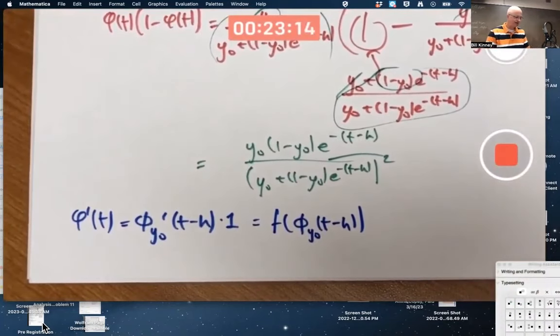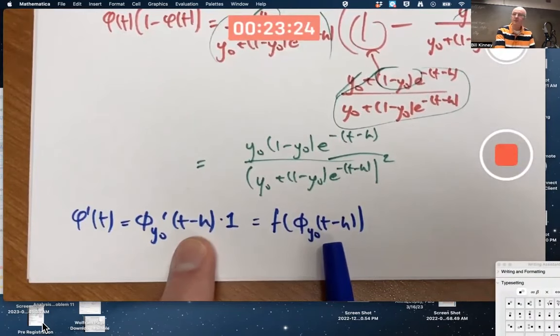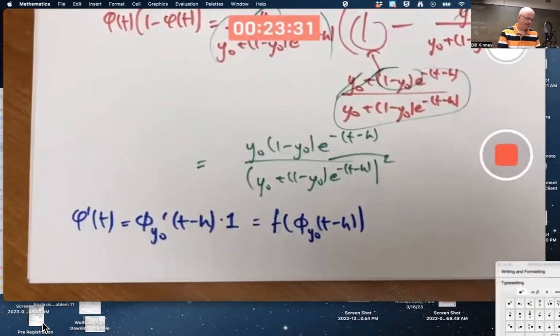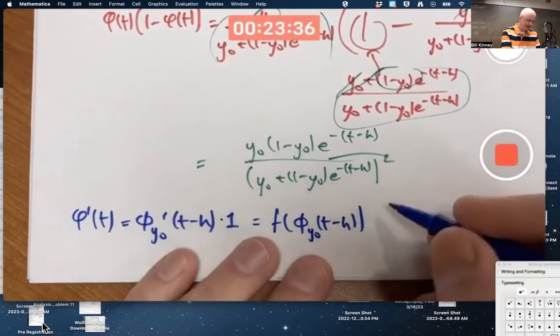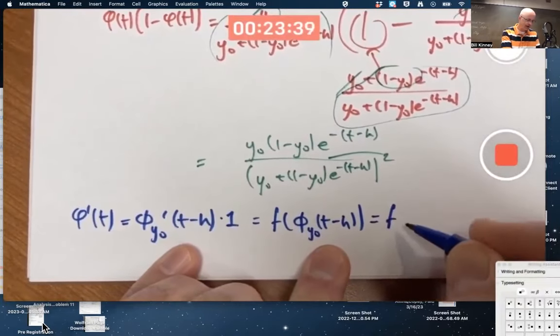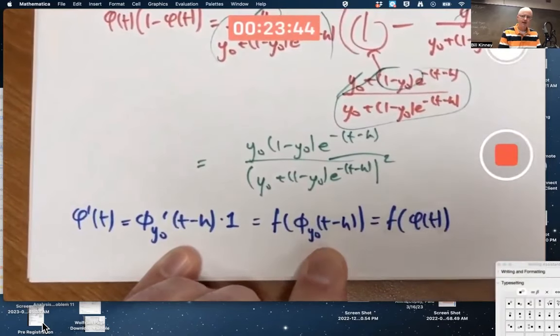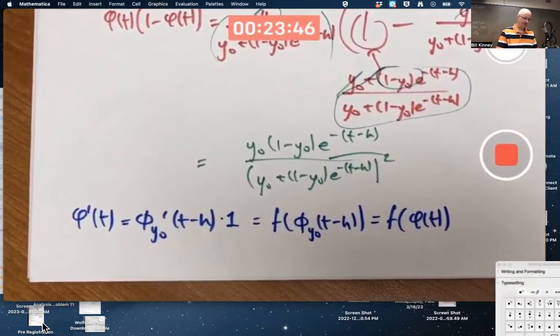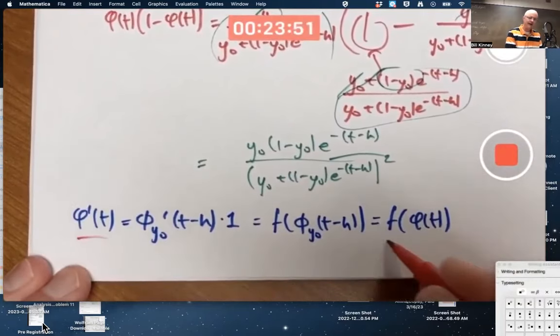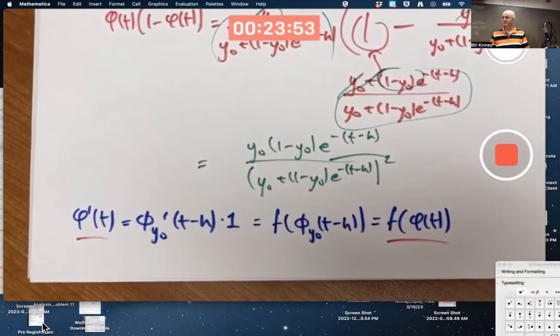Why? Because phi sub y naught solves the differential equation. When you plug it into the left-hand side and in the right-hand side, you get the same thing no matter what the input is, even if the input is t minus h. Is that it? That actually is essentially it, because this thing, phi sub y naught of t minus h, is the same as fancy phi of t, by definition of the function fancy phi. Left-hand side equals right-hand side. Done. I don't even need the formula for f.